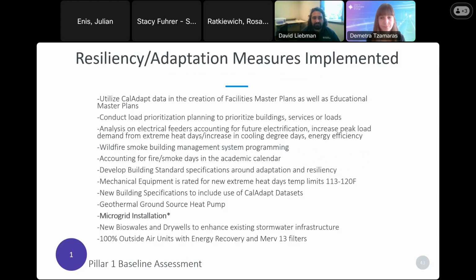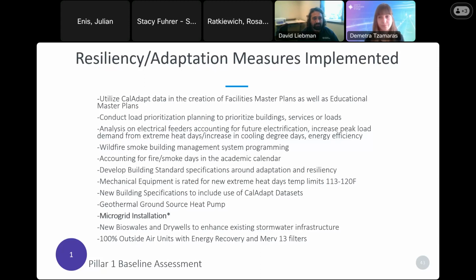So since we began this journey of resiliency and adaptation, we have focused on a number of resiliency and adaptation measures to be implemented. We've really focused on utilizing CalAdapt data in the creation of our facilities master plan, as well as modifying our educational master plan. What that means is, we know wildfires and unhealthy air from smoke are going to keep occurring, and so we might have to start planning for fire and smoke days in our academic calendar, where we plan that there will be days we will be closed, because our students still need a certain number of educational hours a year in order to achieve their credentials or their certifications.